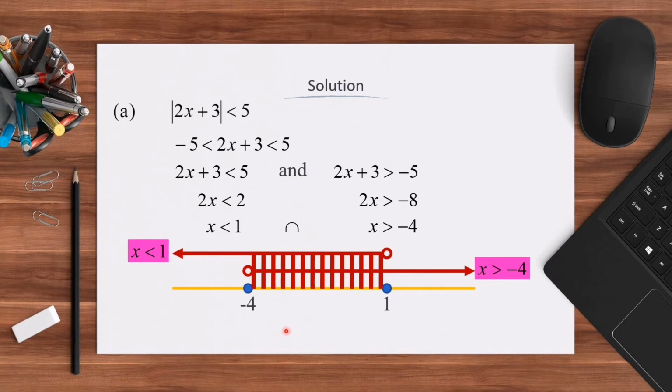And the question asks to find the solution set. So lastly, we get the solution set is x more than negative 4 less than 1.